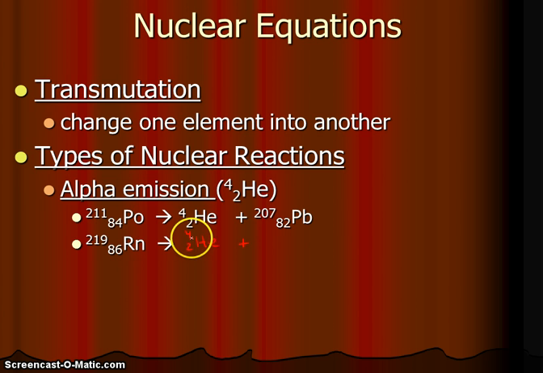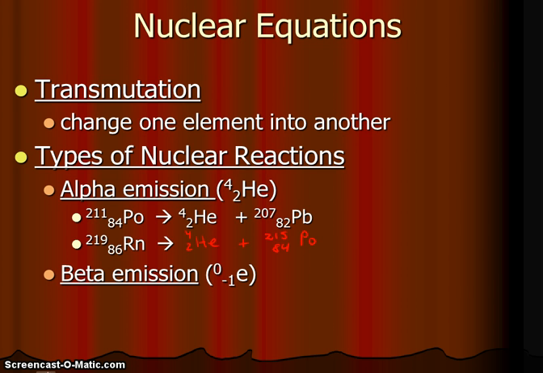All right, so 4 plus 215 will give us that 219, and 2 plus 84 will give us 86. Now we're going to look up on the periodic table what element 84 is, and that'll identify the element, and we're going to have polonium.